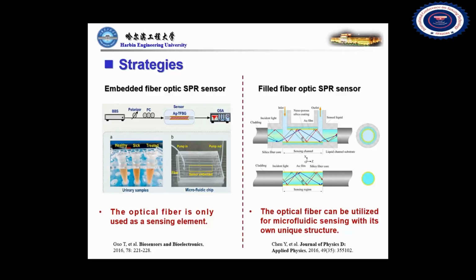The second type of optical fiber SPR microfluidic sensor is directly filling the liquid sample into the optical fiber. This kind of optical fiber has a special structure. The liquid microchannel and fiber optic SPR sensor are integrated into one optical fiber. Therefore, it is convenient for preparing miniaturized, highly sensitive, and compact microfluidic optic devices.